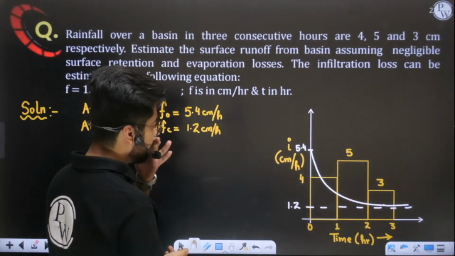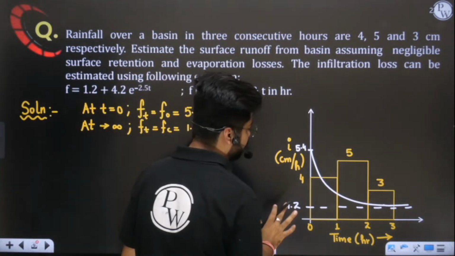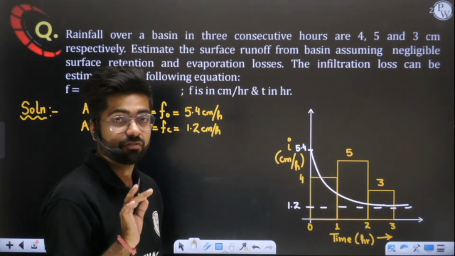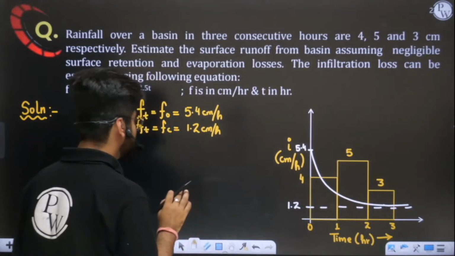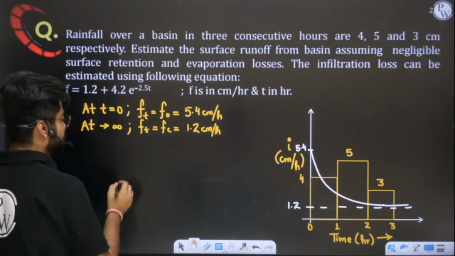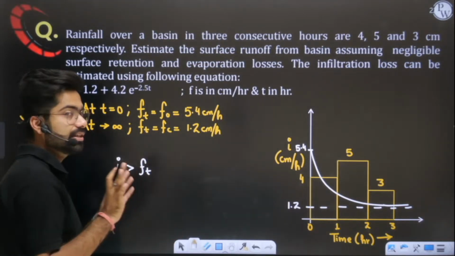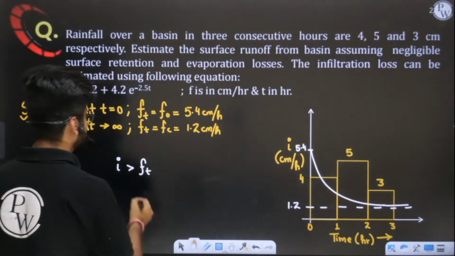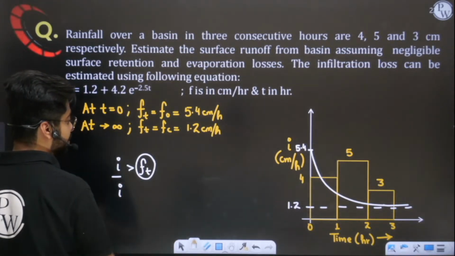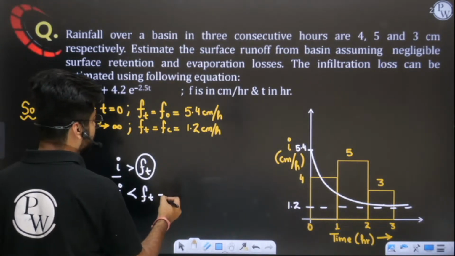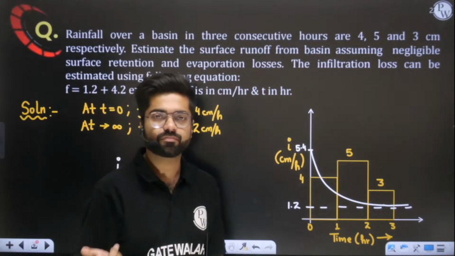So now what I will do here is that we have to estimate the surface runoff. One thing you need to understand: if I want to find runoff, runoff will only happen when the intensity of rainfall is more than f_t. Is this clear? Runoff will only happen when intensity of rainfall is more than infiltration capacity. But whenever intensity of rainfall is less, no runoff will take place. This we have already discussed. Because rainfall is less, all the water will go into the ground itself. No runoff will be there.